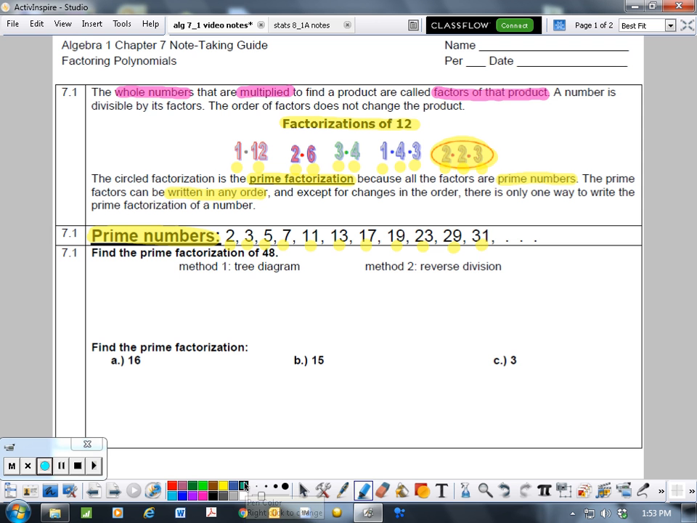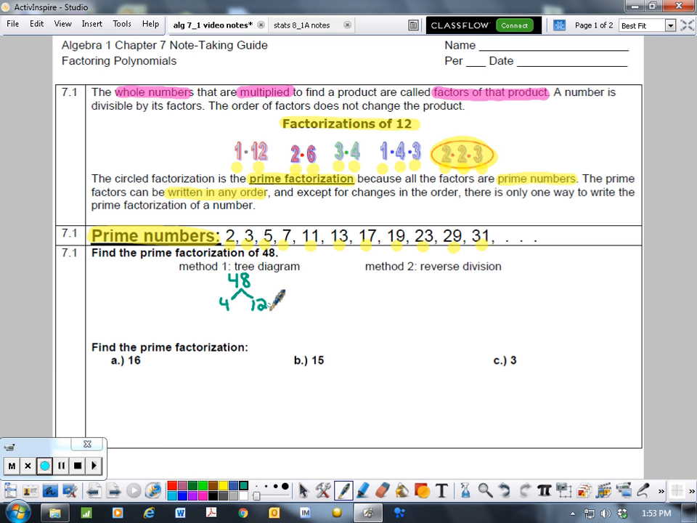So now the question is how do you find the prime factorization of a number? Now there are two methods. There is the tree diagram, which some people really love. A lot of elementary school teachers teach it. A lot of middle school teachers teach it. I don't like it. I think it's too messy, but I have no issues if that's the way you want to do prime factorization. It's nice because it allows you to just go ahead and say, okay, 4 times 12 is 48. So your numbers don't have to be prime for a tree diagram.